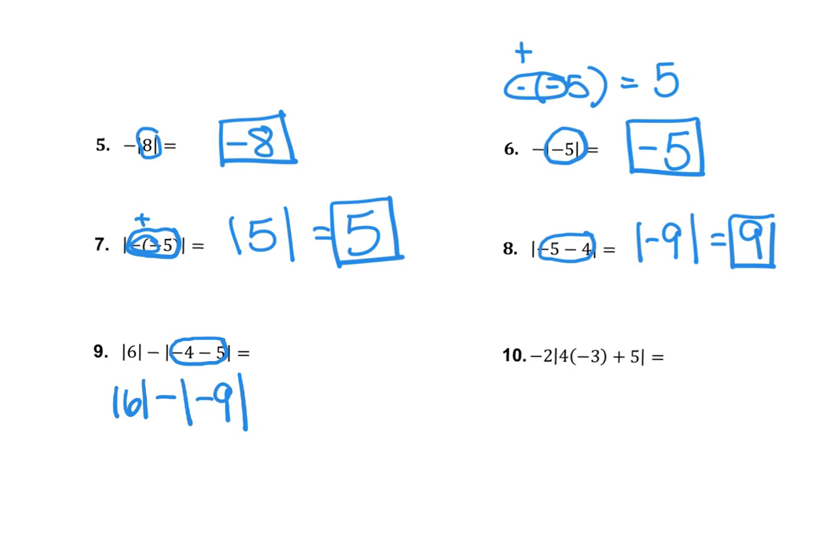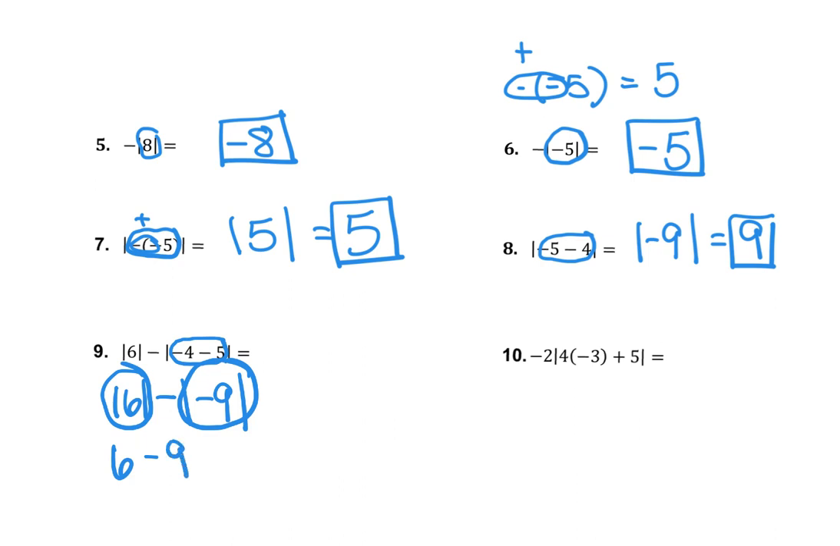All right, now before we can do anything else, we have to evaluate the absolute value of 6, and we have to evaluate the absolute value of negative 9. We know that the absolute value of 6 is 6, and we know that the absolute value of negative 9 is equal to positive 9.